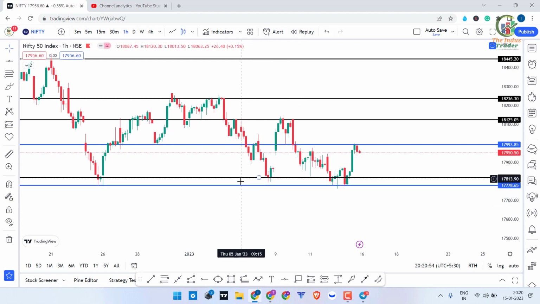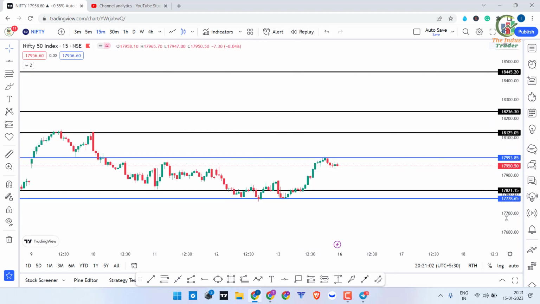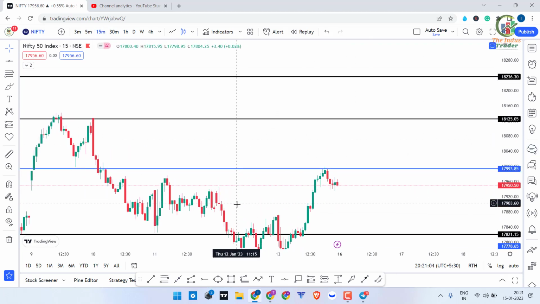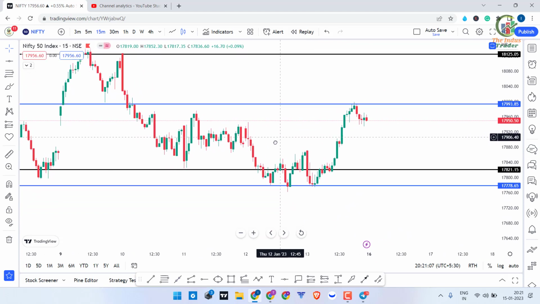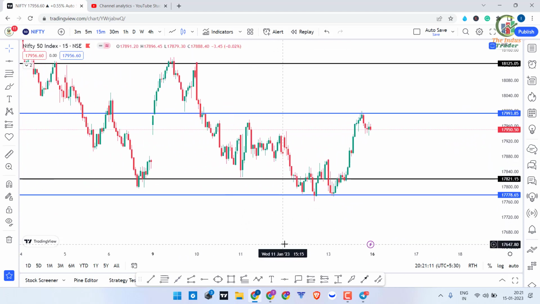Is there any other levels pending? So let's have a look. If anything is missing, let me know. No need to worry. Next video is on how to trade support and resistance. So there also we will consider a lot of examples. No need to worry. Now we have come to 15 minutes time frame.